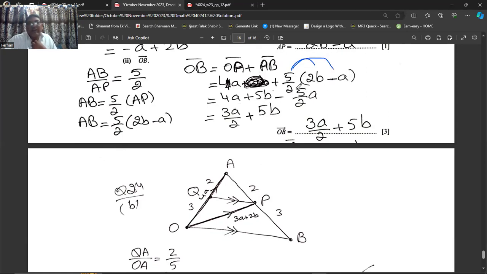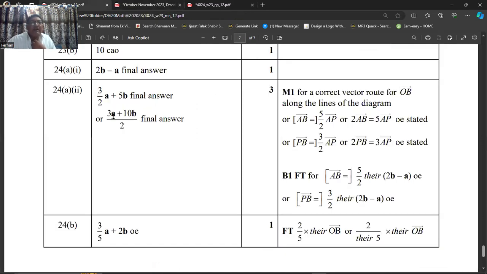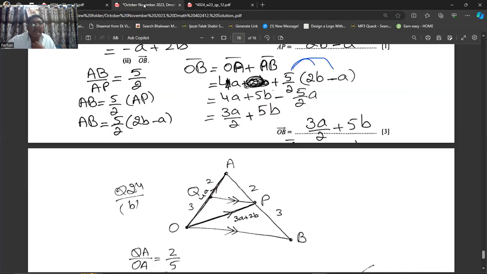When you simplify 4A minus 5 by 2 A, you will get 3A by 2. And here you will have plus 5B. So this is the answer, 3A by 2 plus 5B. So our answer is right. This is how you solve it.